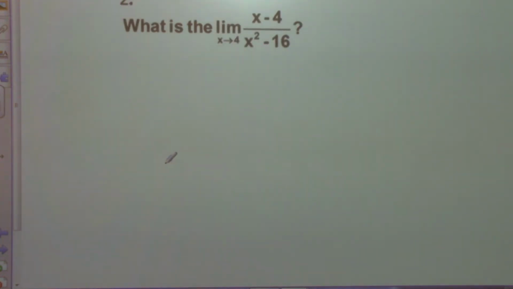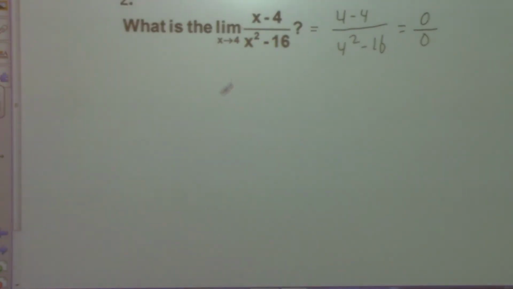Okay, now number 2, what is the limit as x approaches 4 of this relation here? And so you go ahead, the first step is to substitute. So we would put in 4 for that, right? So you'd have 4 minus 4 over 4 squared minus 16, and so you're going to get 0 over 0. So that's a situation where you're going to try to factor and then cancel.